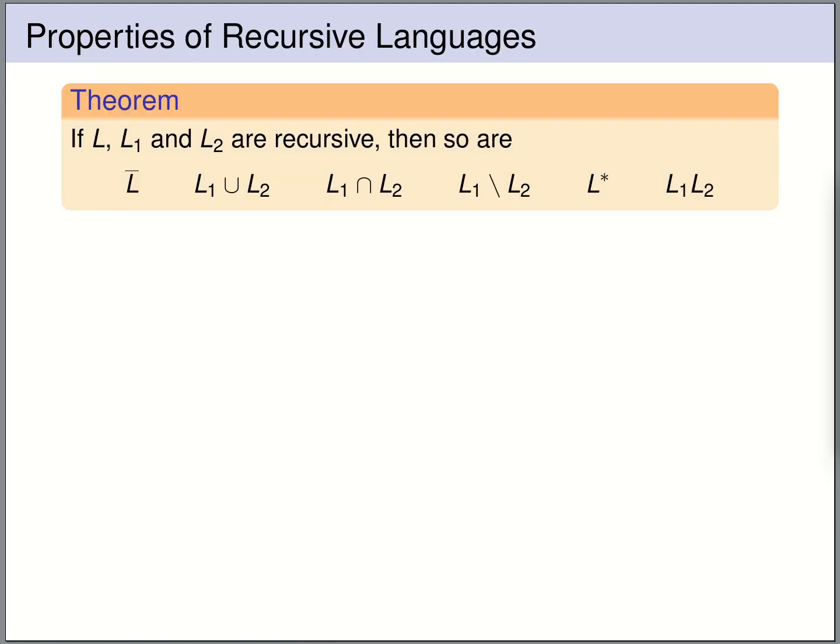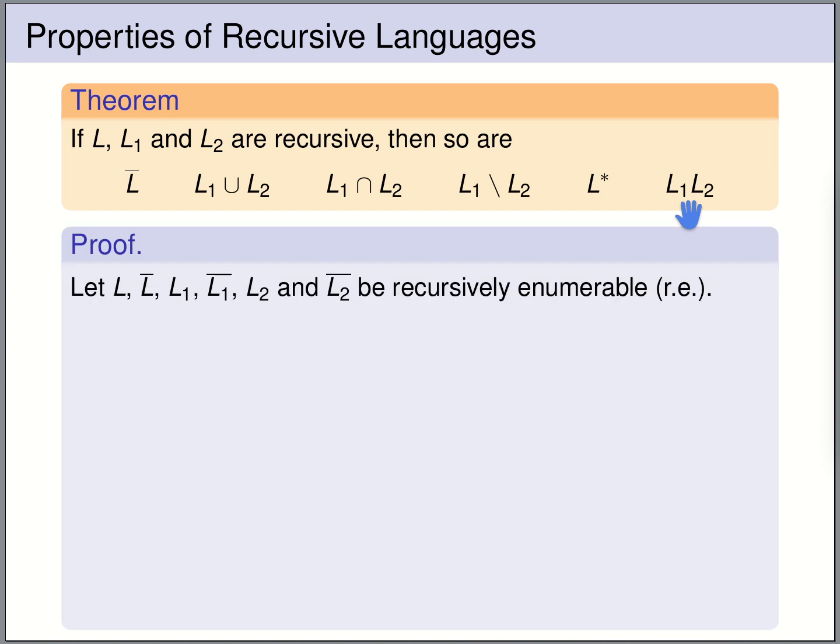The class of recursive languages is closed under complement, union, intersection, difference, Kleene star, and concatenation. Let's prove that this is indeed the case. We assume that L, L1 and L2 are recursive. By definition, this means that L, L1, L2 and their complements are all recursively enumerable. Now for the complement of L, by assumption we know the complement is recursively enumerable. The complement of the complement is just L, which is also recursively enumerable. So that means that the complement of L is recursive.